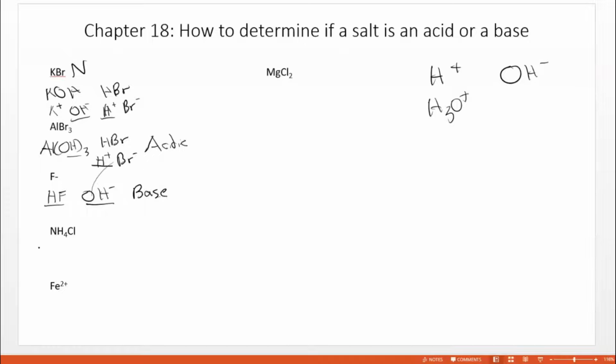Let's look at ammonium chloride. Ammonium, NH4, we know it will be a positive ion. It will attach to OH once it dissociates in solution. The chlorine will become hydrochloric acid. This means that the ammonium hydroxide is a weak base. Hydrochloric acid is a strong acid. Therefore, the solution is acidic.